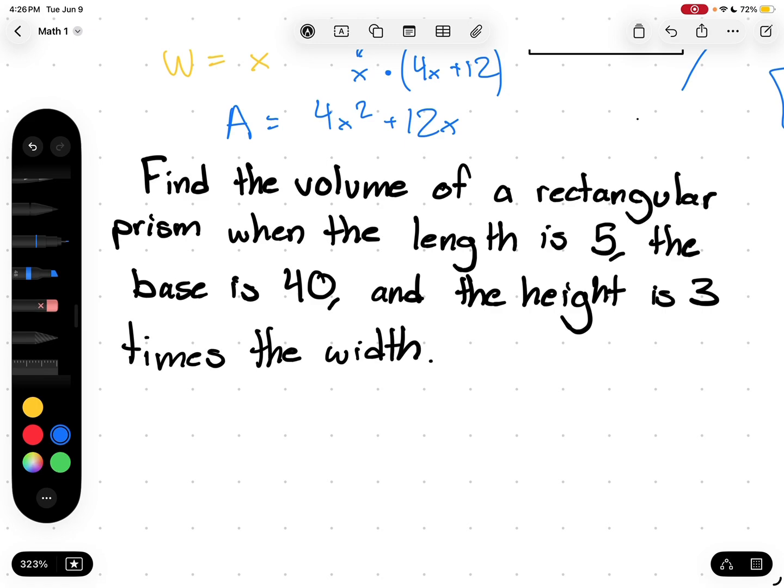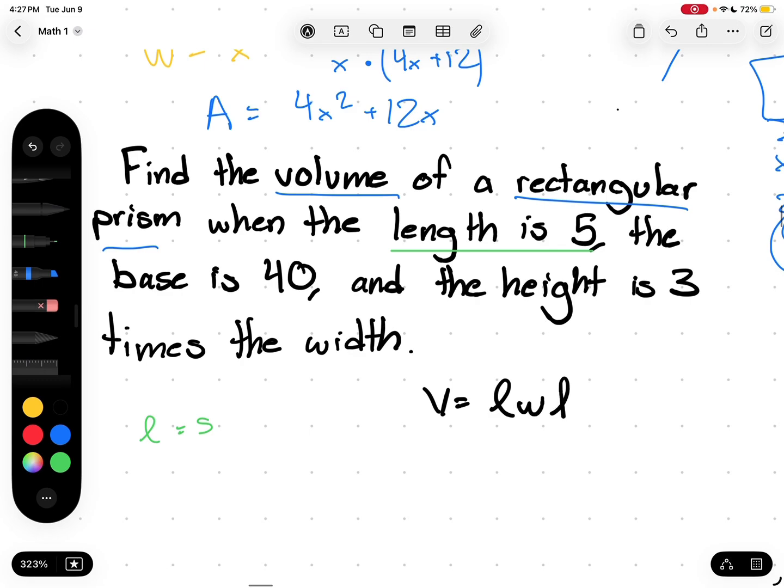Lastly, we have find the volume of a rectangular prism where the length is 5. So we're given a value. Our length is equal to 5. And in case you did not know, the volume of a rectangular prism is the length times the width times the height. Our base is 40. We're given more terms here. Our base is 40, and the height is 3 times the width. So we are given 4 pieces of information here. We know our length is 5, our base is 40, our height is 3 times the width.